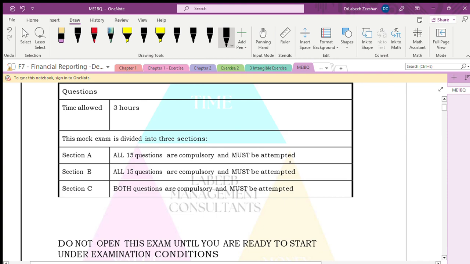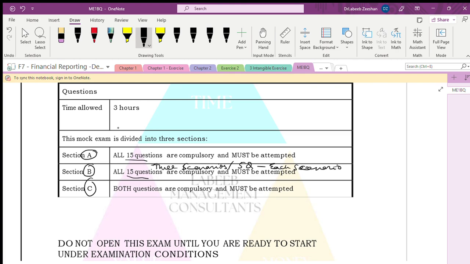The mock exam is divided into 3 sections: Section A, Section B, and Section C. Section A is going to be 15 questions, mostly theoretical with a little bit of application. Section B consists of 15 questions with respect to 3 scenarios, scenario-based questions, 5 MCQs in each scenario.